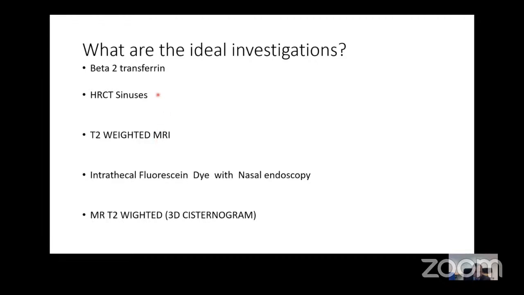If the CT and MRI are not conclusive, then we can inject intrathecal fluorescein dye to identify the site of the leak and complete it with a nasal endoscopic examination. Now, even if this fails and the patient continues to have a leak, then you may have to resort to a cisternogram. An MRI T2-weighted cisternogram probably will give much better information than a CT cisternogram.